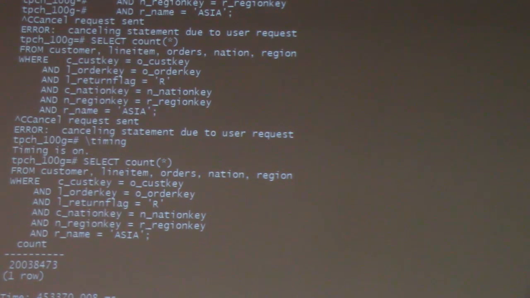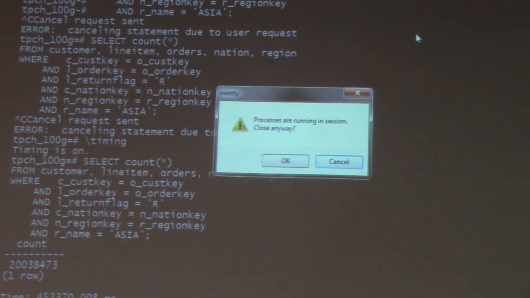By the way, I will release homework 3 today. Homework 3 is on query optimization and query evaluation.